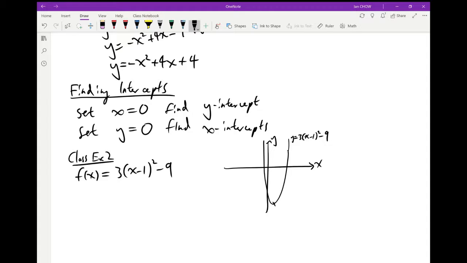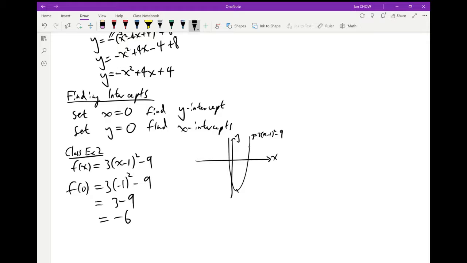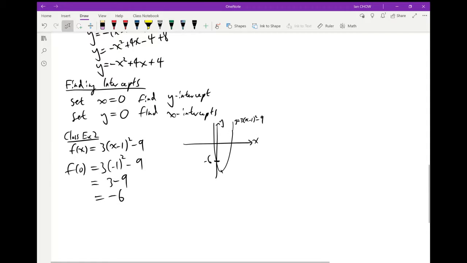And now we have to determine the x and y intercepts. The easier part is setting x equals 0. So let's do that. 3 of 0 minus 1, which is just negative 1, whole squared, minus 9. That's going to be 3 minus 9, which is negative 6. That's f of 0, substituting our 0 value. Does that look like negative 6? It certainly does, so that's a pretty good sketch. Then we have to find our two x-intercepts by setting y equals to 0.